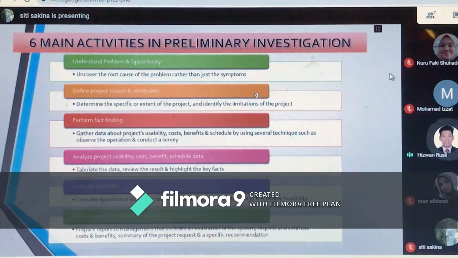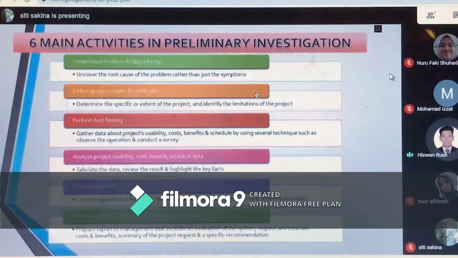So the fourth activity they need to do is study usability, cost, benefit, and schedule data. During the fact finding, data is gathered about the project's predicted cost and anticipated benefits and schedule issues that could affect implementation. When studying usability, cost and benefit, and schedule data, they need to determine what information they need to gather. So they need to conduct a survey and decide how many people they need to interview. This is what they need to study and get the detail from.